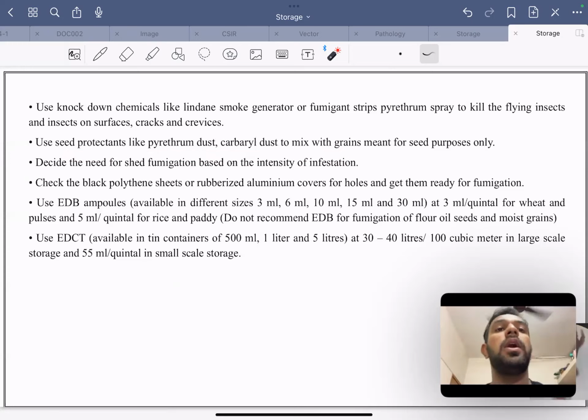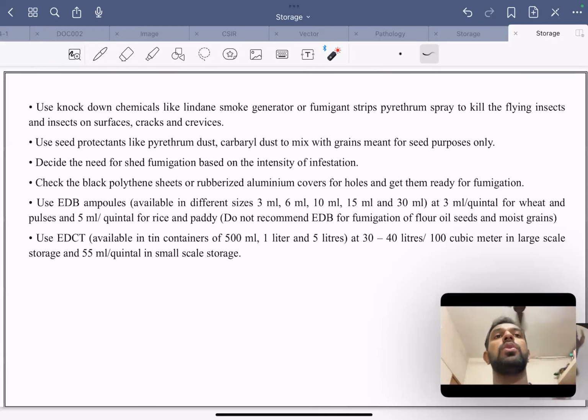Then decide the need for shed fumigation based on the intensity of infestation. Check the black polythene bags and rubberized aluminum covers for holes, and get them ready for fumigation. Everything should be checked. When we are doing fumigation, we have to make it airtight. Then we go for fumigation and keep it for a certain period so that we can achieve maximum control. Also, EDCT and EDB ampules can be used for controlling them.